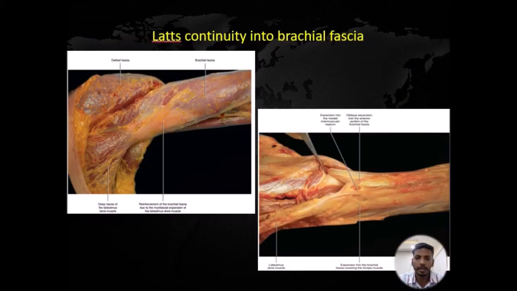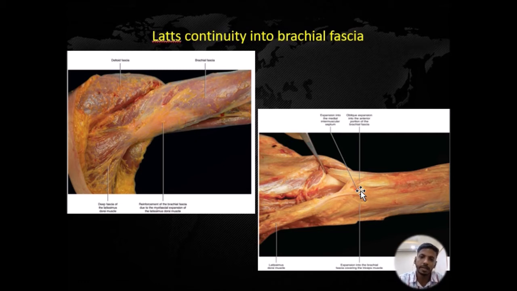Now going to the trunk, anteriorly, the pectorals have attachment to the anterior part of the brachial fascia, and the pectoral, especially the sternocostal fibers, has attachment to the intermuscular septum of the brachial fascia. Whereas posteriorly, latissimus has a continuity with the posterior part of the brachial fascia, as we are seeing in this picture. That's the latissimus epimysial fascia, which has a direct link to the posterior part of the brachial fascia of the arm.